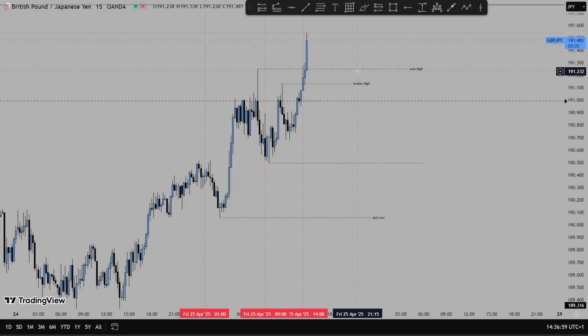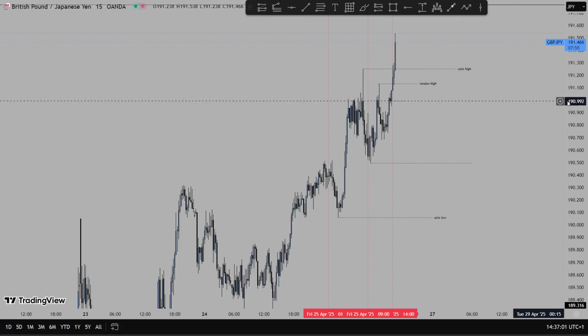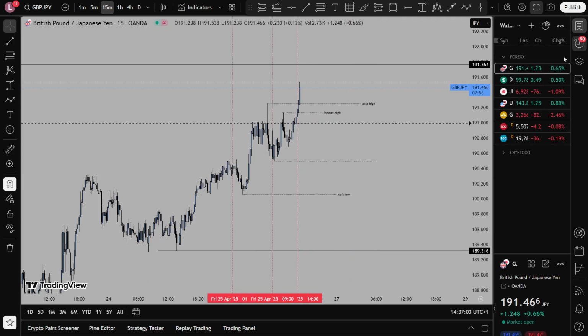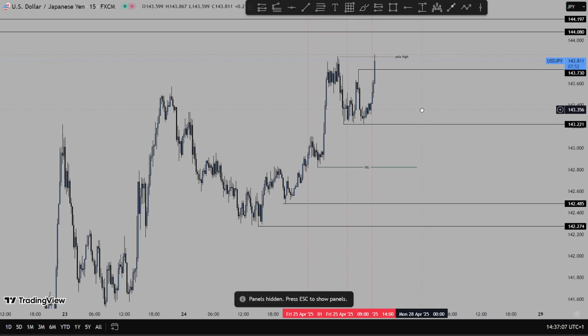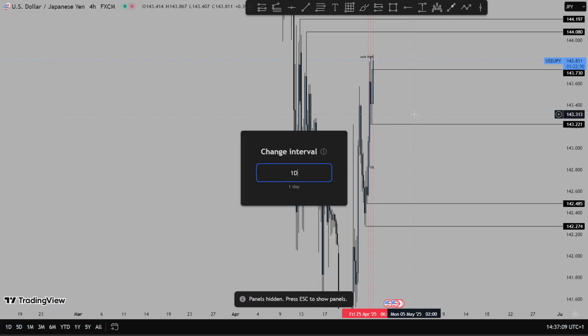So that's it for GBP/JPY. There is nothing I can see right now. Let's move on to USD/JPY now. We have, let me see the daily.